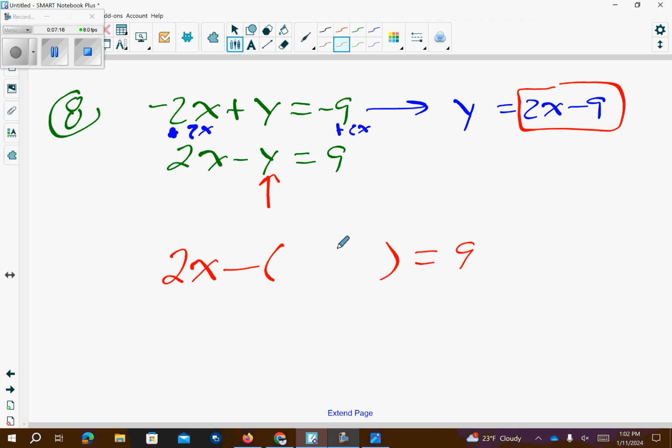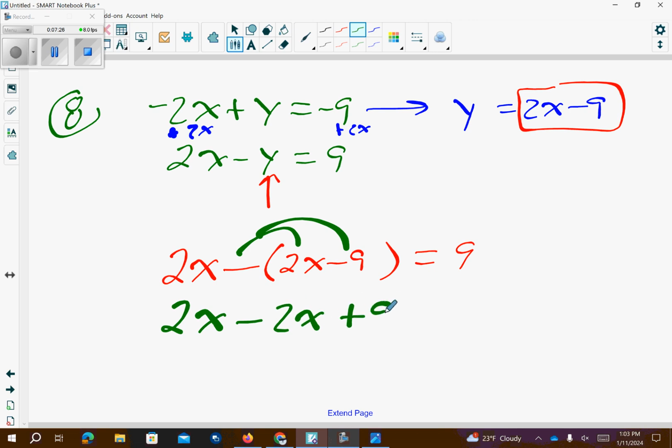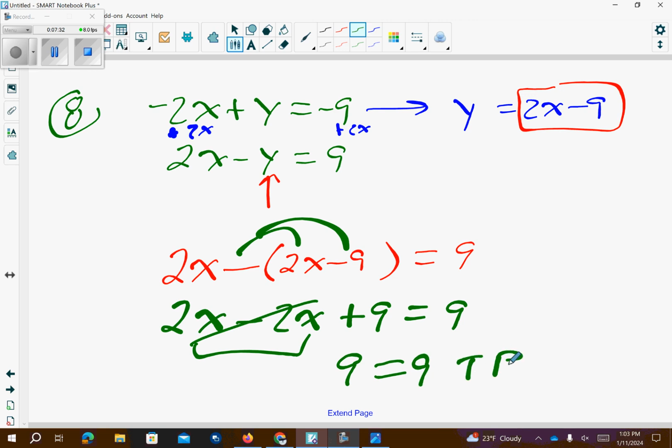That's where y used to live. Now I'm going to put 2x minus 9 in. Make sure we distribute the negative over the parentheses. These cancel. So I get 9 equals 9. That's true. All the x's went away. So I'm going to have infinite solutions.